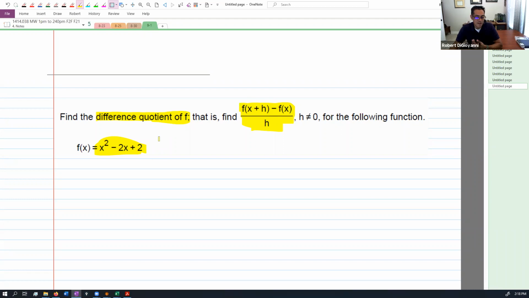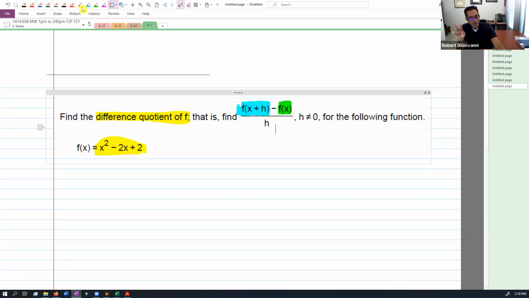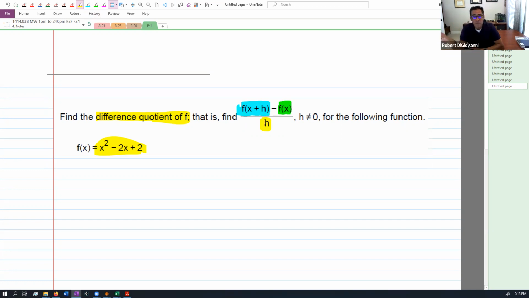So I always like to think of the difference quotient as having 3 parts to it. The top left part's in blue. We have to figure out what that is. We have to figure out the top right part in green and then subtract those two. And then the bottom in the difference quotient will always be h. So you just have to figure out what 3 things are and we will have the difference quotient.